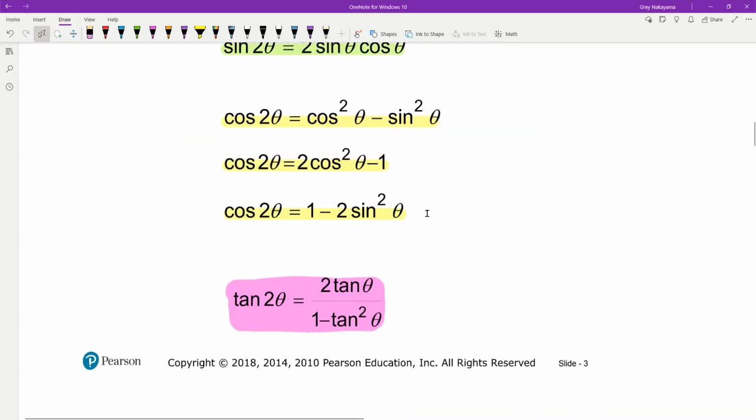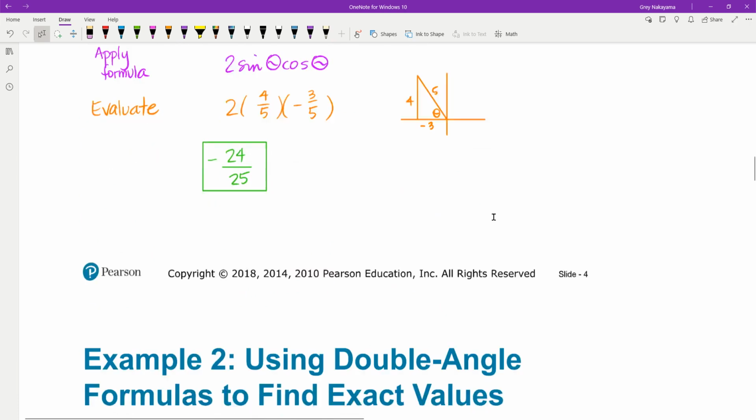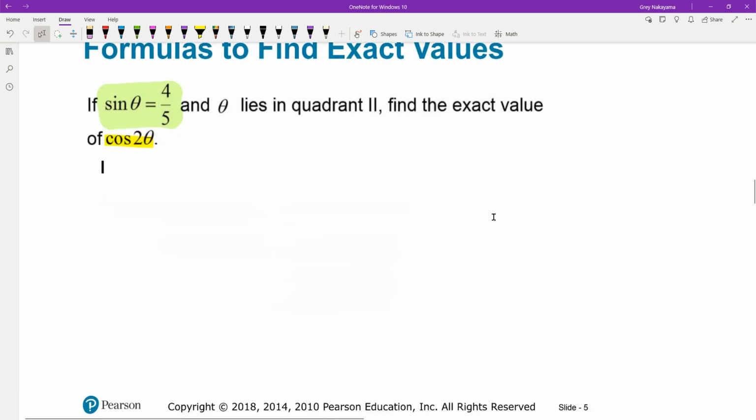And they give us the sine. And the only one that has just the sine in it is this guy right here. So that's the one I'm going to use for the problem. Because if you make a mistake in finding the cosine, then you've messed up the whole problem. So first and foremost, apply the formula. And this formula, I want to use the one that just has a sine in it.